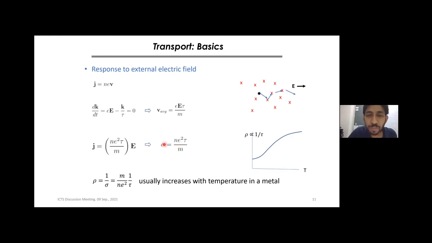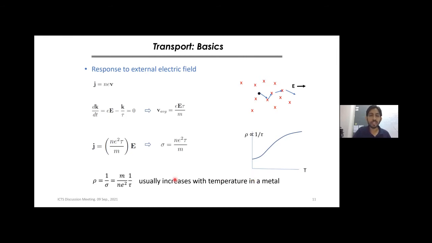Now, the conductivity, as you see, is proportional to tau, which makes sense. Tau is the mean value of the scattering time. If the scattering is very weak, so the tau is large, conductivity is large, and vice versa, right? Now, typically in experiment, what you measure is the resistivity, which is the inverse. So the resistivity will go as 1 over tau. And it usually increases with temperature in a metal.